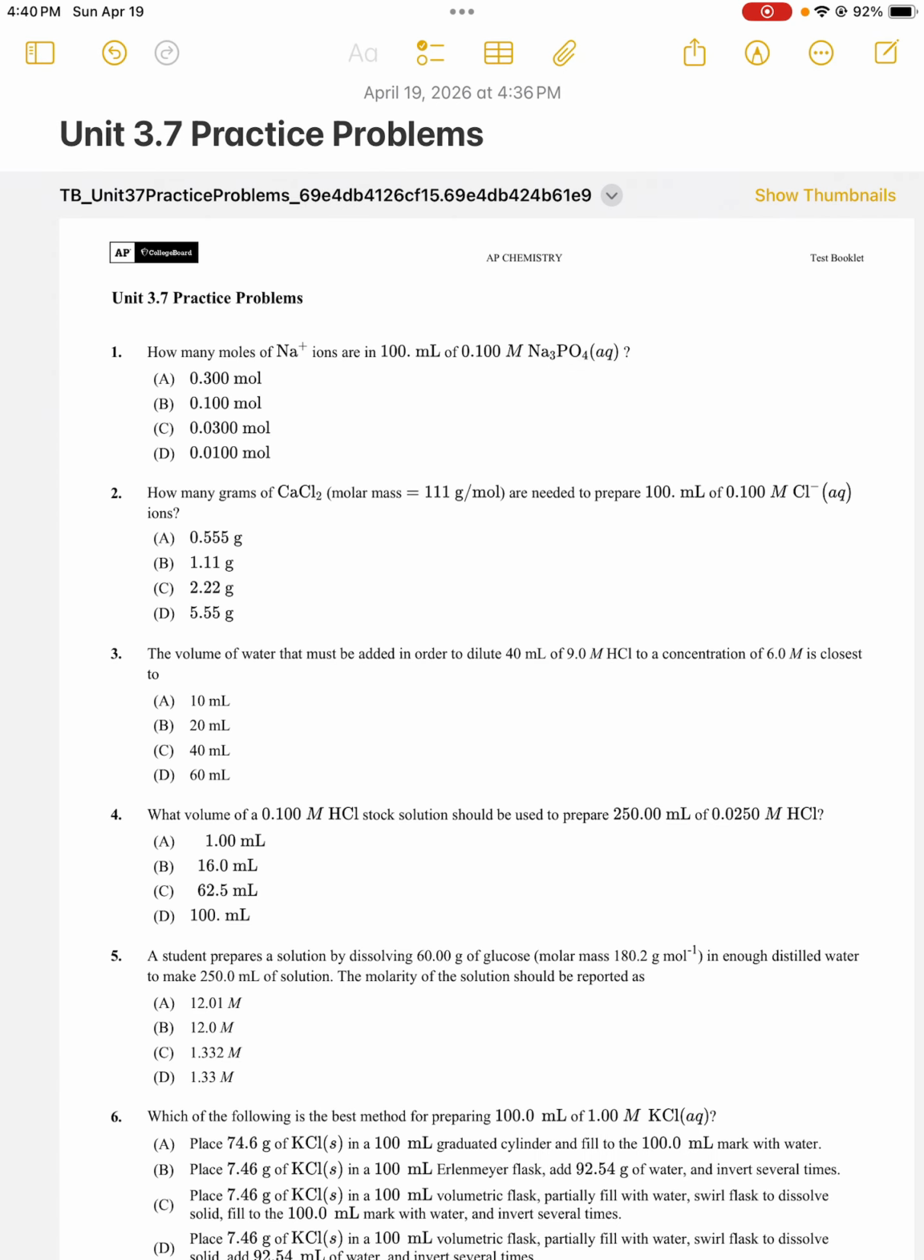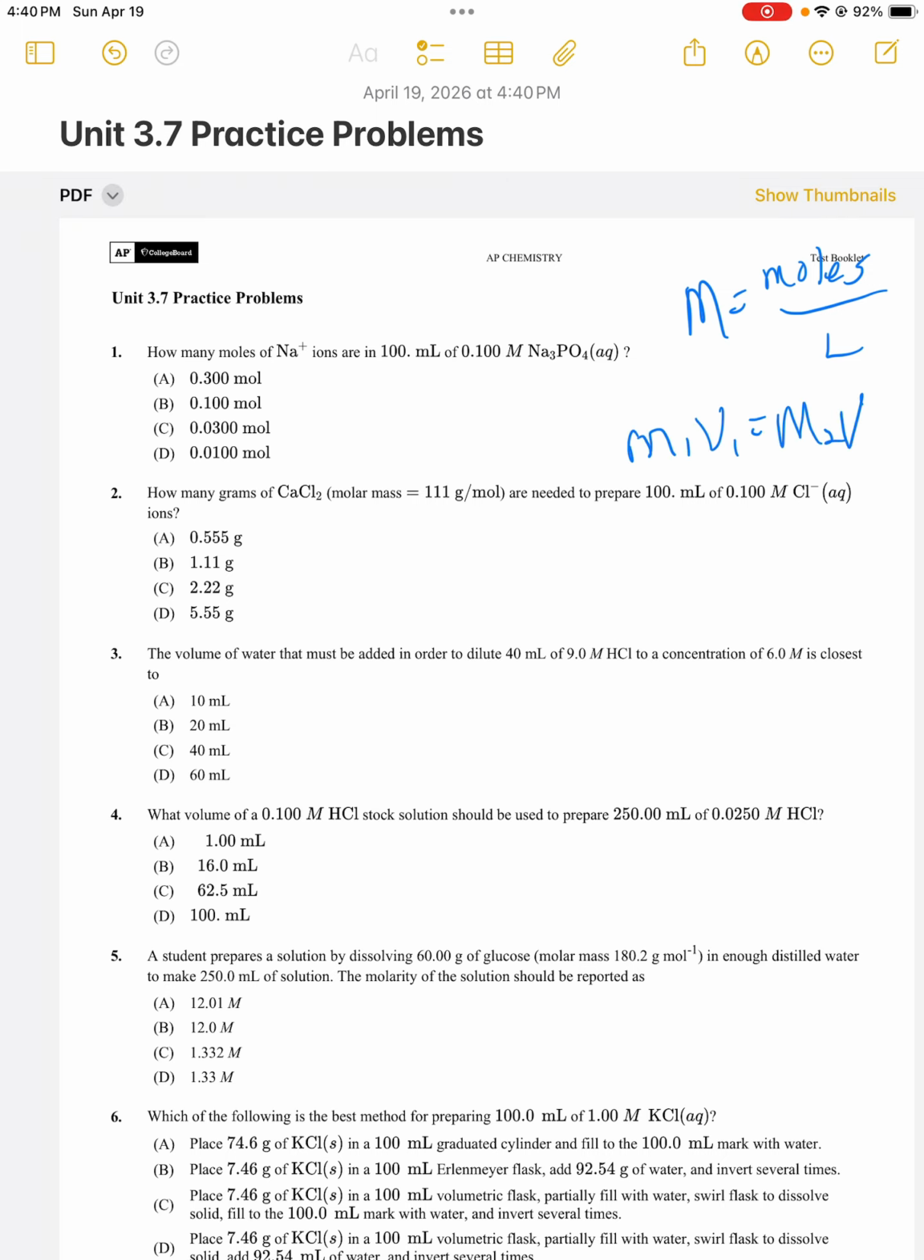Okay, so we are now looking at Unit 3.7 practice problems. If you watch the daily video, you know that this is just molarity stuff. You're going to be working with the molarity equation, which of course is molarity equals moles over liters. And there are some questions where you could use M1V1 equals M2V2. In fact, if you watch the daily video, that first problem she did could have been done so much easier with M1V1 equals M2V2. So anyway, let's take a look at these.